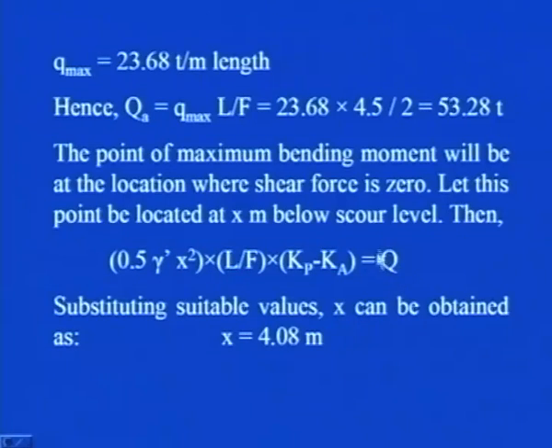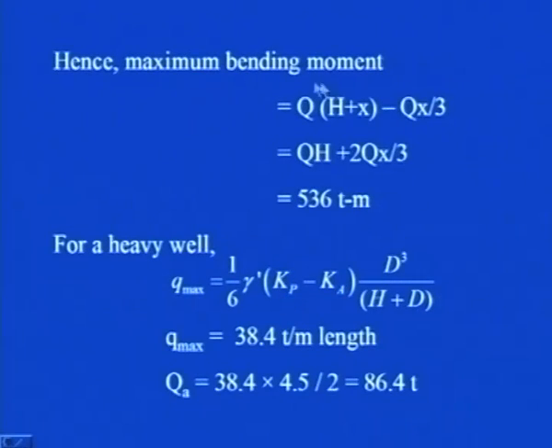This Q value, you know, is 50 tonnes, then gamma prime is 1 ton per meter cube, L you know as 4.5 meter, factor of safety is 2, Kp and Ka you have obtained as 3 and 0.33 respectively. So, you substitute all these values and you can obtain this value of x as 4.08 meter for all these numerical values. So, the maximum bending moment you can obtain using this particular expression, that is Q h plus 2 Q x upon 3, and this will result in 536 ton meter.